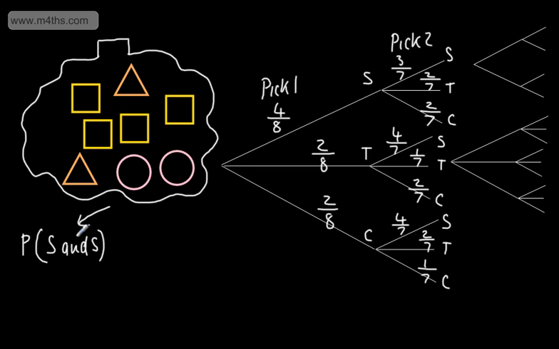When we use the word and, we multiply. If we see the word or, we add. If we see the word and, we multiply. So what I'm going to have now is the following. I go up the branch with S and S.